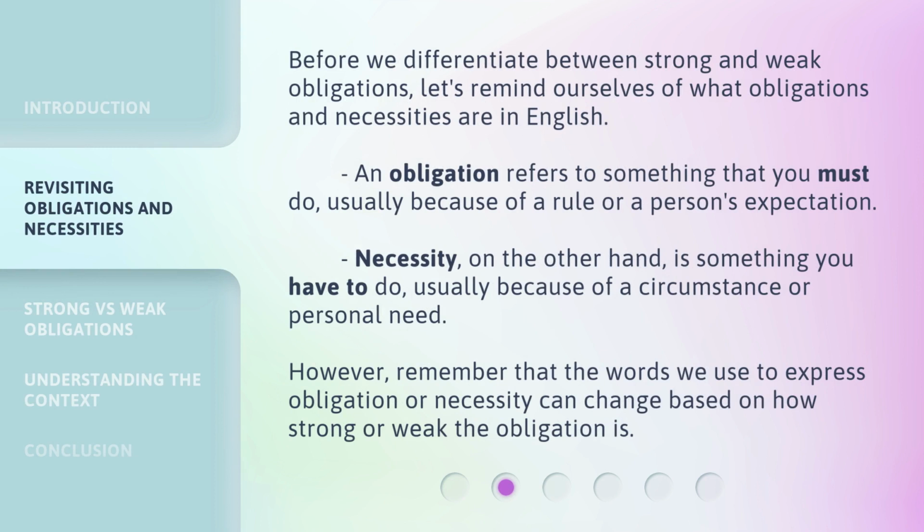Before we differentiate between strong and weak obligations, let's remind ourselves of what obligations and necessities are in English. An obligation refers to something that you must do, usually because of a rule or a person's expectation. Necessity, on the other hand, is something you have to do, usually because of a circumstance or personal need. However, remember that the words we use to express obligation or necessity can change based on how strong or weak the obligation is.